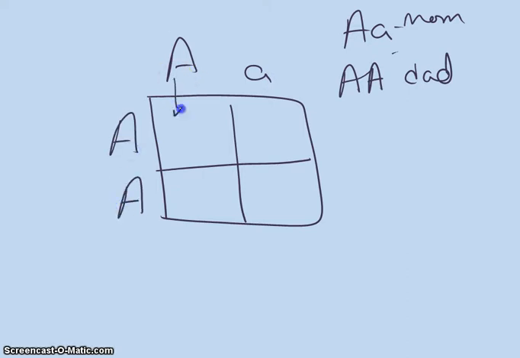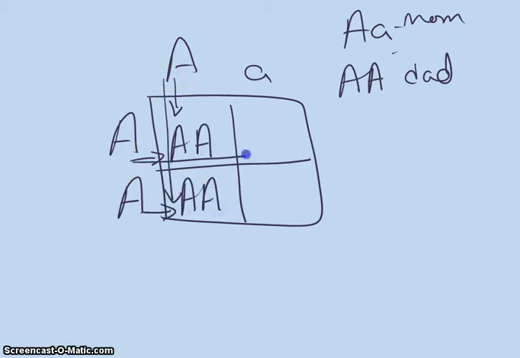Then we simply drop down and pull across. So big A for that square. Come down again and across again. So again, big A. Going across to our next box, big A, and our last box, big A. So this is just for a standard dominant recessive trait. The big A being the dominant and the little a being recessive. So those are the easy ones.